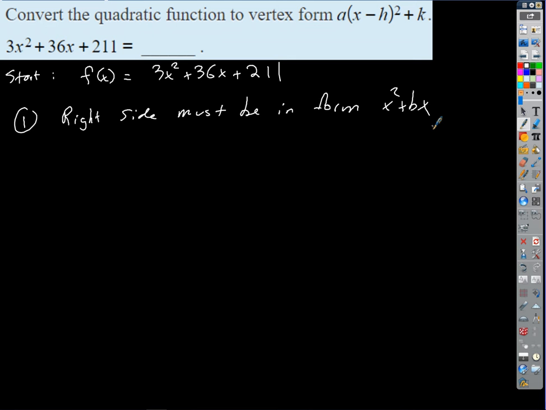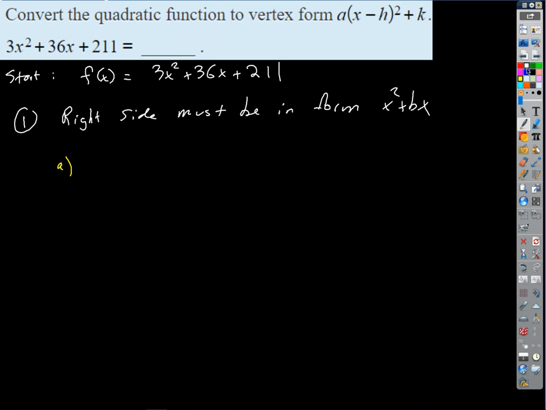So one of the things we're going to have to do is divide by 3, aren't we? Because we don't have an x squared, we have a 3x squared. What else are we going to have to do? Subtract 211, right? So we've got those two things. Which order? Well, if we're trying to isolate, we want to add or subtract first. We're trying to get rid of stuff. So we're going to add or subtract first, and then we're going to divide, right? So call this step A. Step A, we're going to subtract 211 from both sides.